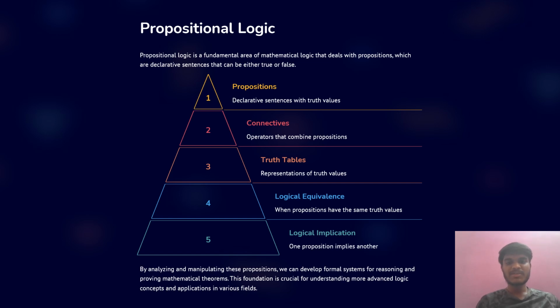Logical equivalence. When propositions have the same truth values, logical equivalence occurs. Logical implication means one proposition implies another. By analyzing and manipulating these propositions, we can develop formal systems for reasoning and proving mathematical theorems. This foundation is crucial for understanding more advanced logic concepts and applications in various fields.